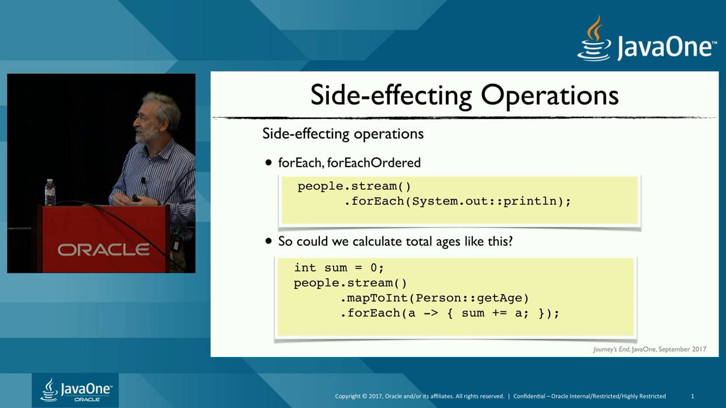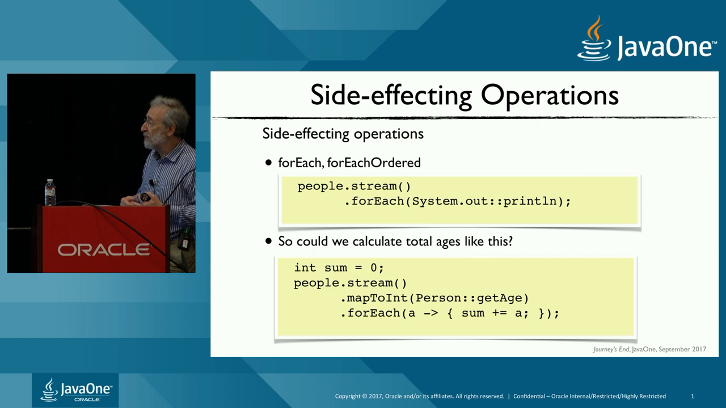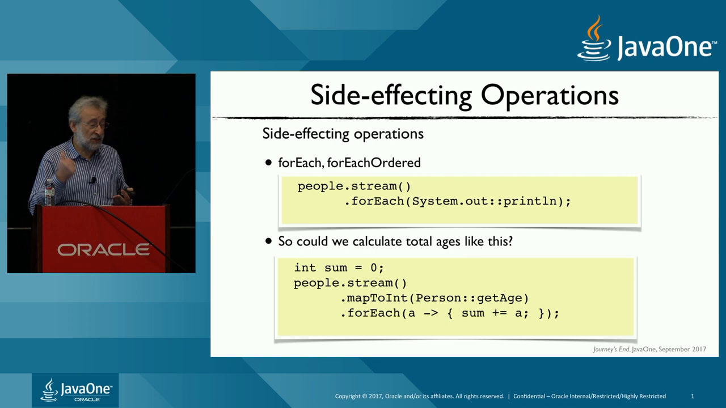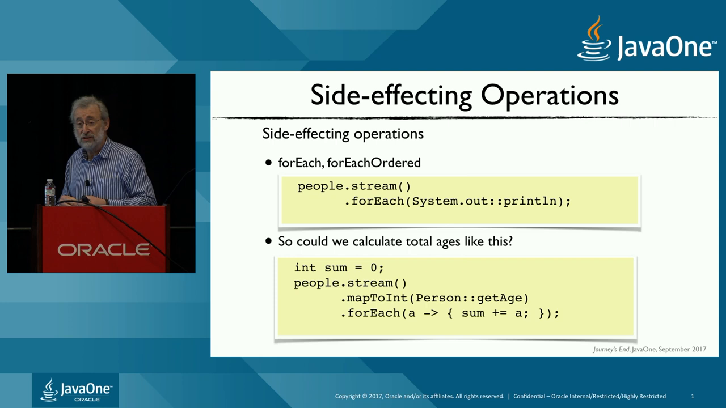So for example, forEach here takes a consumer. That's something that just takes a value and does something with it, but doesn't return anything. And we've got here that we're going to print out each of the person objects in the stream. So first question is, could we maybe use these terminal operations, these side-effecting operations? They're called side-effecting operations because they do something to a value that's outside of the stream. Could we maybe do that by calculating the total of the ages of the person objects in that list? Will that work?